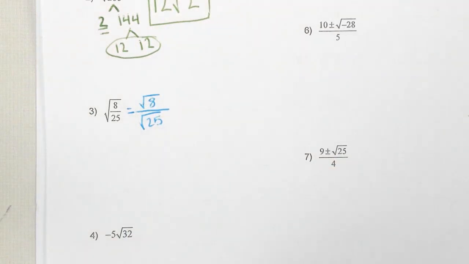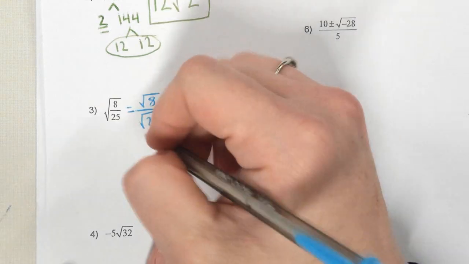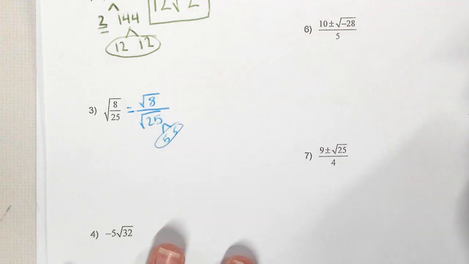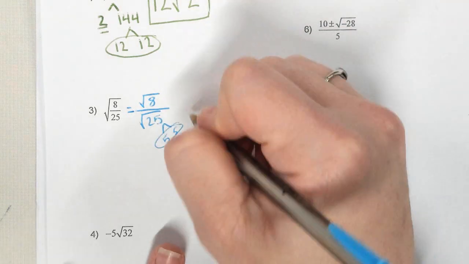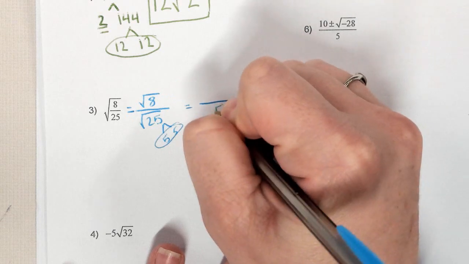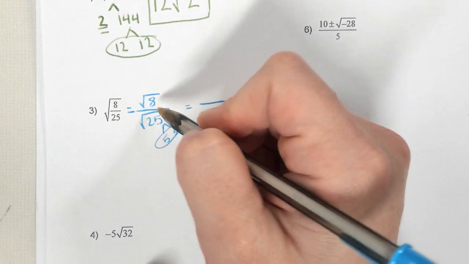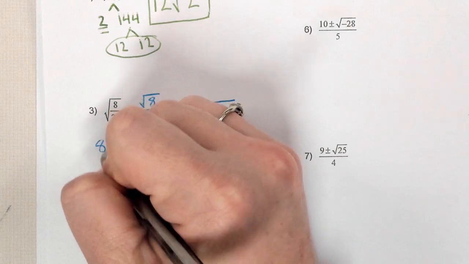However, 25, what do we know about 25? 5 times 5. It's a perfect square because 5 and 5. See how they both match and there's nothing left over? That means my denominator is just 5, and there's no more radical because there was nothing left over. However, 8 is not a perfect square. No. So we have to break it down.